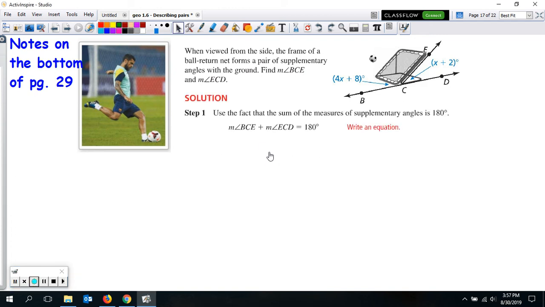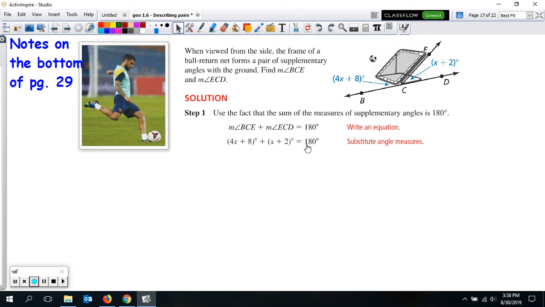So your equation should look like this, where you're going to add these two up, and it's going to equal 180. So 4x plus 8 plus the x plus 2 is going to equal 180. Now you can have the x plus 2 first if you want, and the 4x plus 8 second, that's okay. But that should be your equation. So now go ahead and solve this equation, find out the answer for x, so pause the video, solve it, and once you know what x equals, then start it again to see if your answer is correct for x.